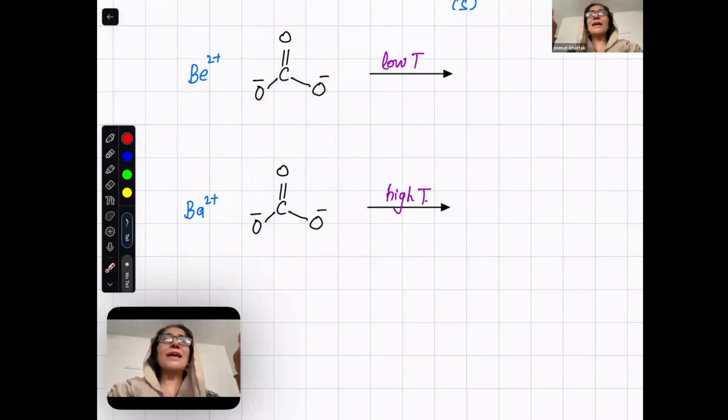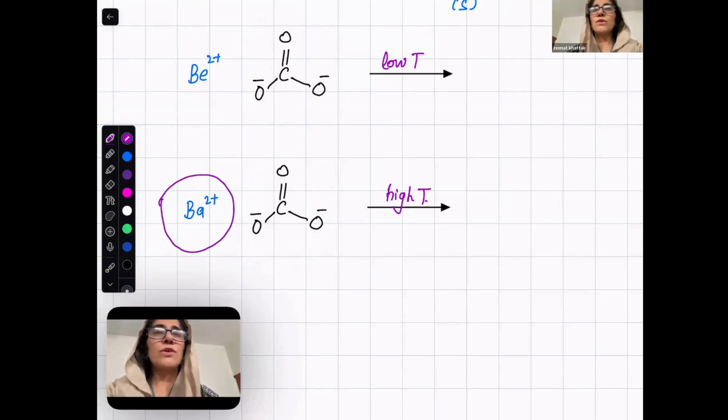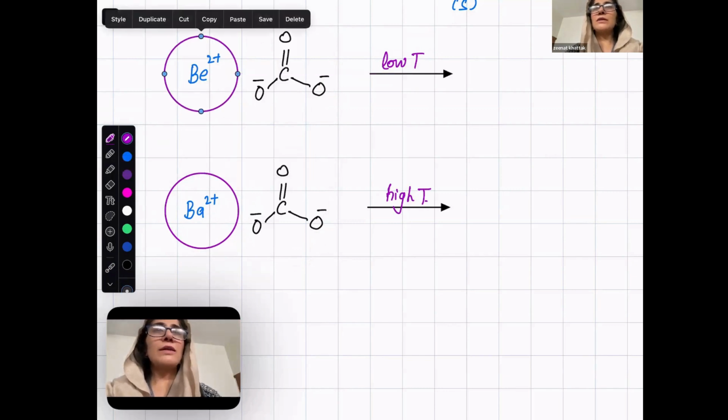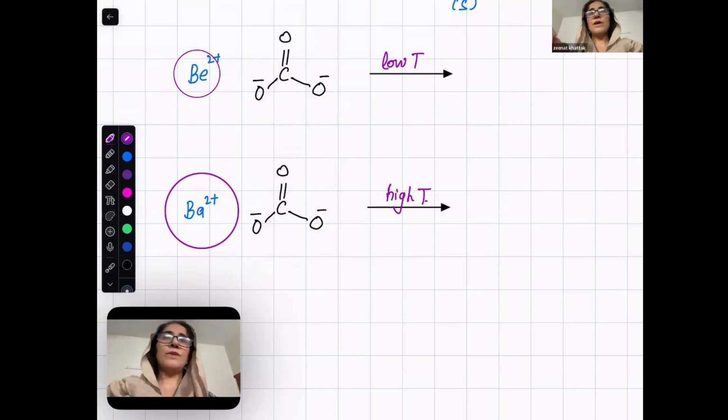And what in the cation? This is small and this is what? Large. Look. Its size is large and its size is small. So down the group, the first difference is what? The size of the cation increases.